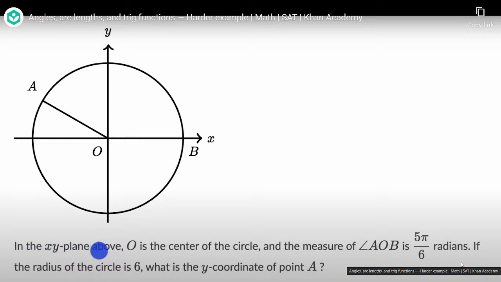So that's 1 by 6 pi, right? So 1 by 6 pi is equal to 1 by 6 times 180, that's 30 degrees. So we have a radius of 6. So we have x coordinate 6. No, that's false. We need the y coordinate.